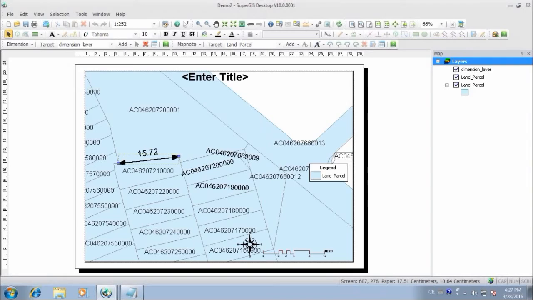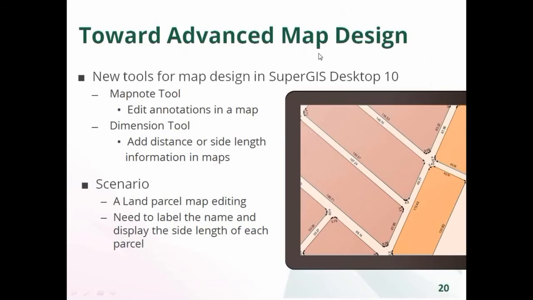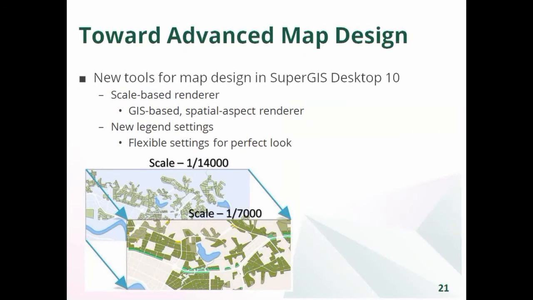Thank you for showing us the map node and dimension tool. And I am curious about the scale-based renderer you have mentioned previously. Oh yes, in the past we used to give one symbol for a visual layer. However, in map design, different scales usually require different symbols. Therefore, in SuperGIS Desktop 10, we support a new render setting called scale-based renderer. You can give the rule to decide how your map displays at a certain scale.